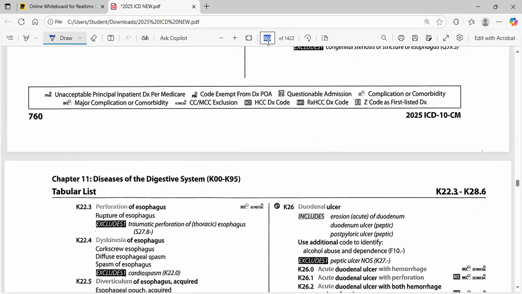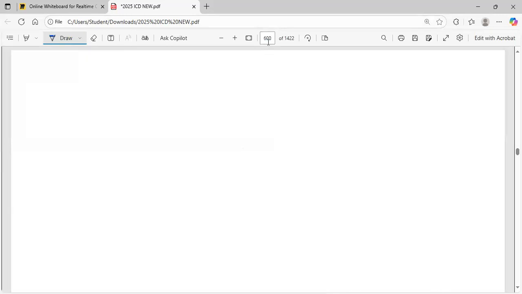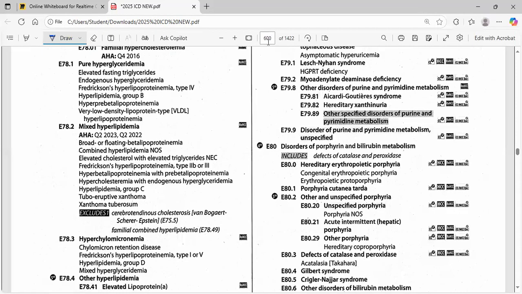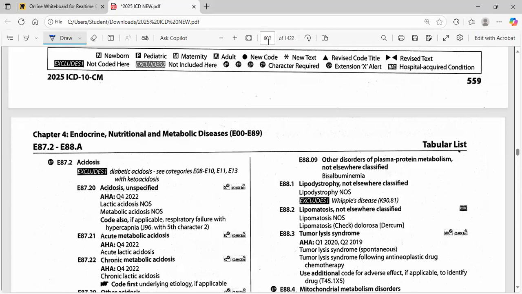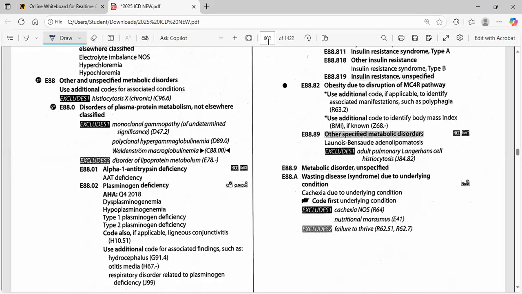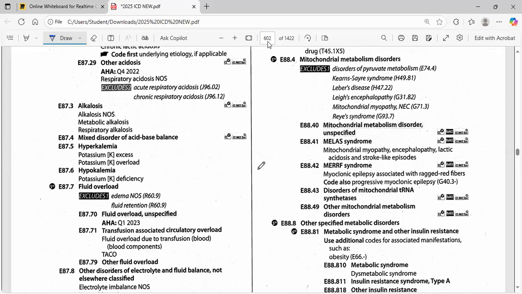Let's move forward. Here we go. You can see here, we have a highlighted instruction here, that is code first. So code first will tell us that we have to use one code before our code, and use additional will tell us we need to use an additional code after our code to further classify the condition.